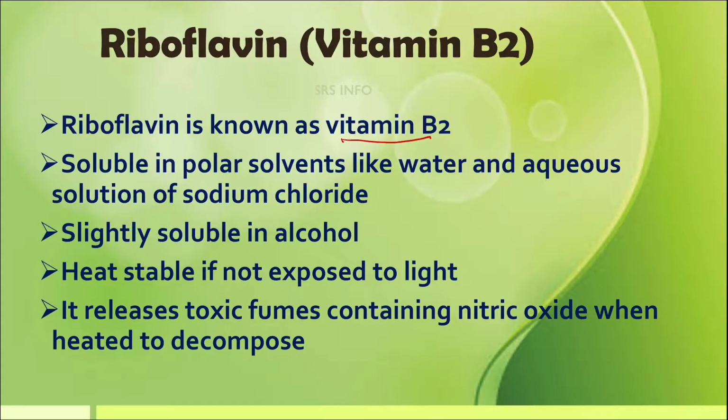Riboflavin is vitamin B2 and it's a water soluble vitamin. It is soluble in aqueous solution of sodium chloride also, but it is slightly soluble in alcohol. These are the chemical properties of the vitamin. It is heat stable if not exposed to light, but if it is exposed to light there is a possibility of decomposition. When riboflavin is heated to decompose, it releases toxic fumes containing nitric oxide. Okay, this is a toxic gas. So these are the important chemical properties of riboflavin.